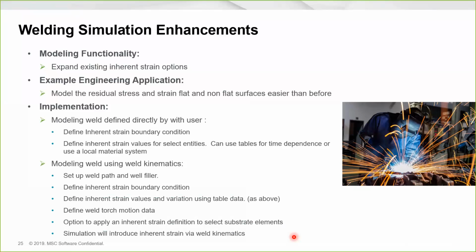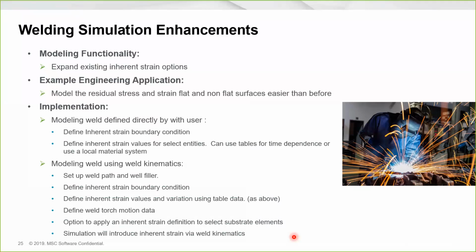The implementation we've done is that in the modeling, you can either have it defined directly by the user, or you define the inherent strain boundary conditions, and then you define the inherent strain values for selected entities. You can use tables for time dependence, or the big improvement related to non-flat surfaces is that you can use a local material system. And then you can also have this defined using weld kinematics.